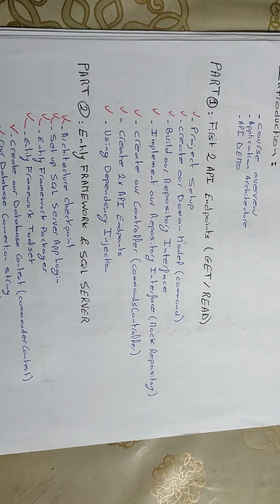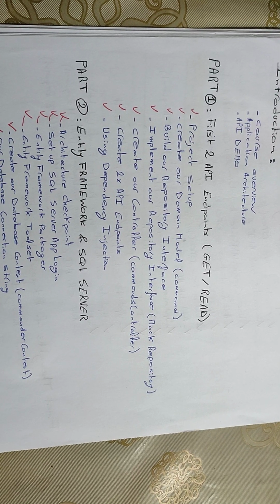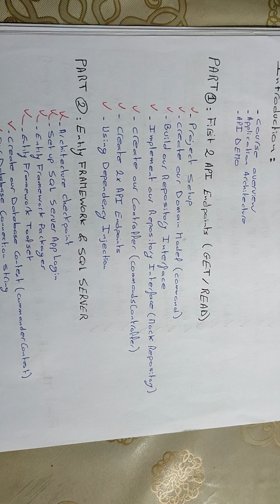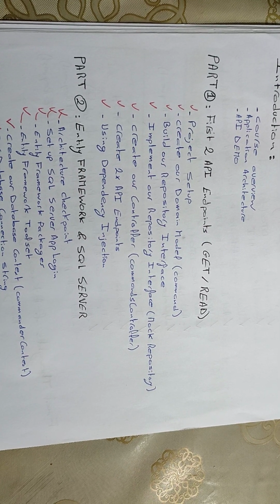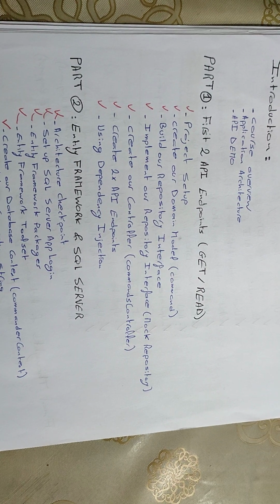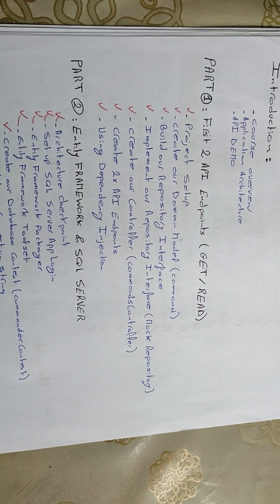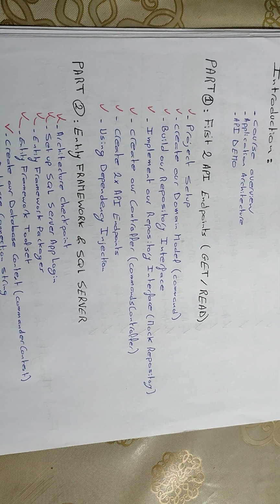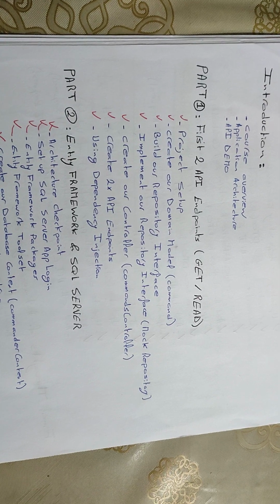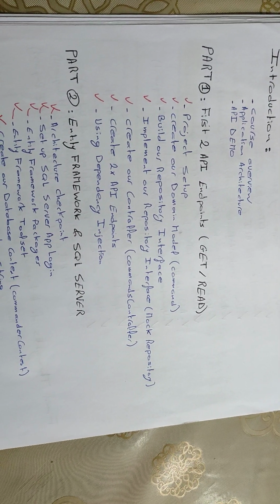We are going to create a new controller, which will control the endpoints. We'll create two API endpoints in this controller, and then we are going to use dependency injection, so we can make things easier for us and for other users. I mean, for developers.